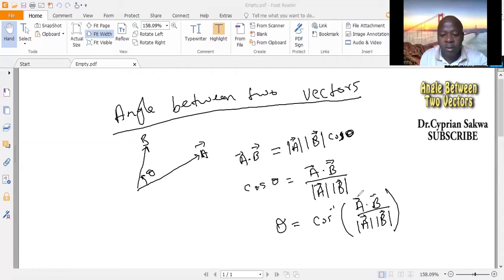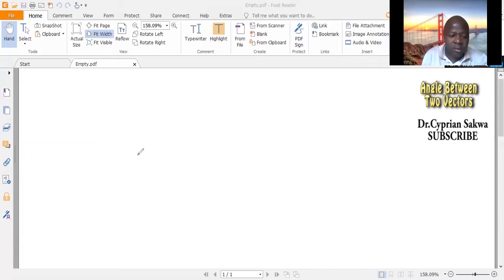This is what we'll be doing, and we want a few examples just to understand how to get the angle between two vectors. This formula is very important, it's the one we'll be using to find the angle between two vectors. So let's do our first example.